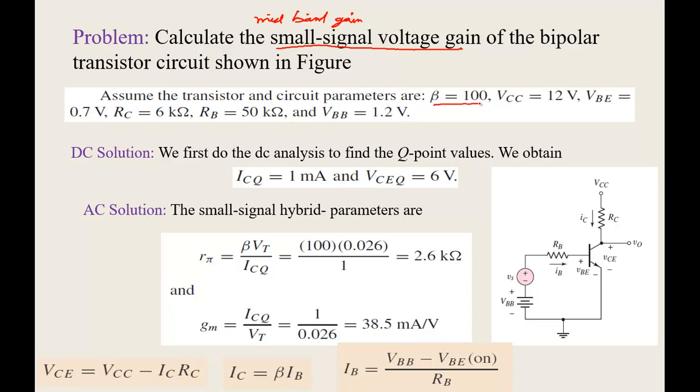Beta is equal to 100, VCC is equal to 12 volts, VBE is 0.7, RC is 6K, RB is 50K, and VBB is equal to 1.2 volt. So this is the circuit given to you. VBB is given as 1.2 volt. This is your DC, and this is your AC source, an AC signal basically. RB value is given, beta is 100, VCC is given as 12 volts, RC is given as 6K, and RB is given as 50K.